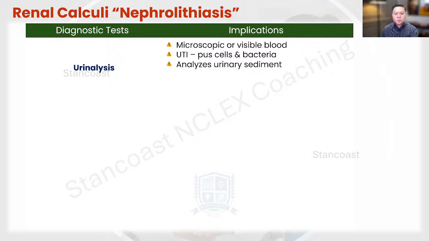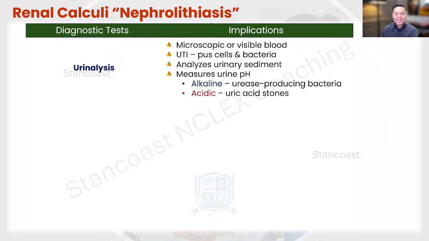Now, the urinalysis will also measure the pH, the acidity or the alkalinity. And so if the urine is alkaline, this will probably signify a urease-producing bacteria causing the infection and also causing the stones, while an acidic urine will facilitate the growth of the uric acid stones. So I really want you to get familiarized with the different associations of the stones and also with reference to the acidity and the alkalinity of the urine.